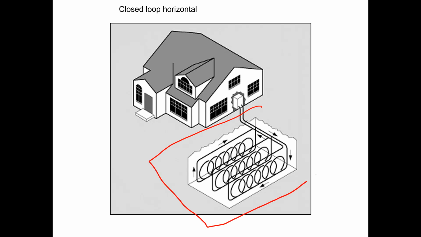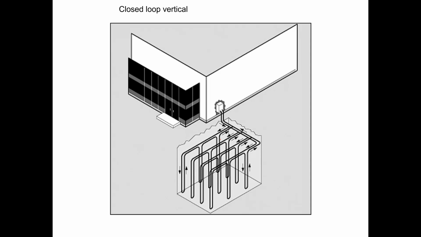There's several types of systems. This would be what we would call a closed loop in a horizontal position. So again, you'd have to dig up the ground and install the pipes in different types of configurations. This one is a closed loop in a horizontal. This is a closed loop in a vertical, where the loops go deeper into the ground.